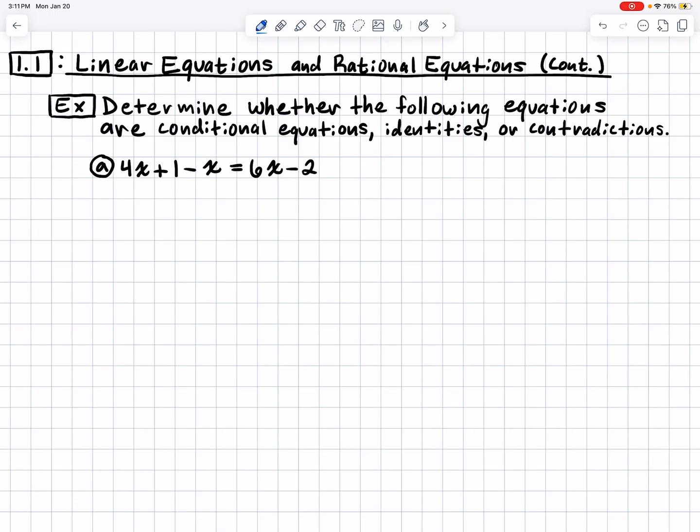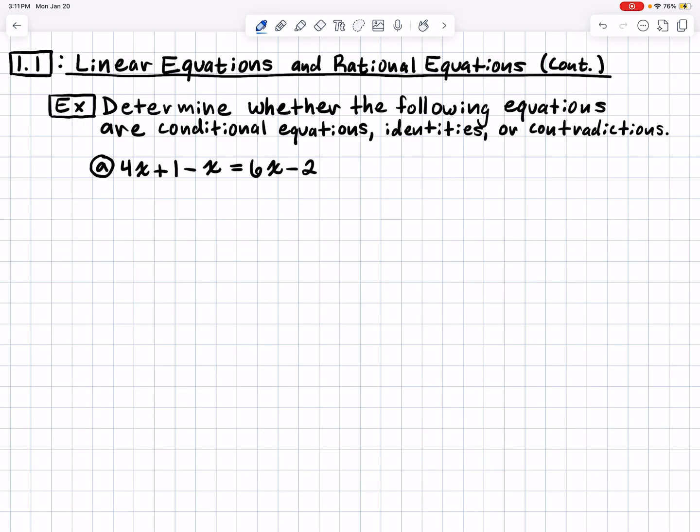So our first step would be to finish our 1.1 notes. So we're going to start with 1.1, linear equations and rational equations, continued. And we left off on this example, which was determine whether the following equations are conditional equations, identities, or contradictions. And here we have part A, which is 4x plus 1 minus x equals 6x minus 2.